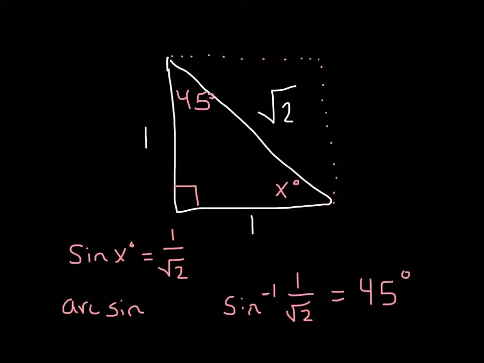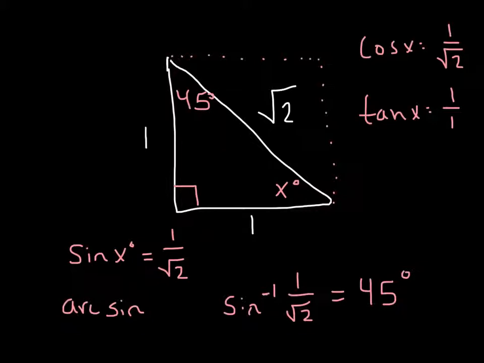So we could say, okay, I know that the cosine of x in this case is 1 over the square root of 2. I know that the tangent of x in this case is 1 over 1, because it's opposite over adjacent, 1 over 1. And so what must x be? What must the angle be for these ratios to hold true?